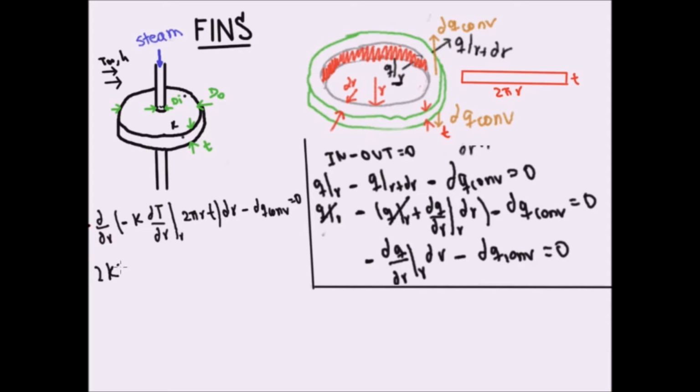So we have 2k pi t times this derivative. Notice that we have two terms that depend on the radius. We have, of course, the radius itself, and we have the temperature. So we have to do a product rule. You might recall the product rule. Let's actually write this down so that it's clearer. I don't want to skip steps. d by dr of dT/dr times r, right? And then this is all multiplied by dr, then minus dq convection equals 0. Okay, so yeah, I didn't miss anything.